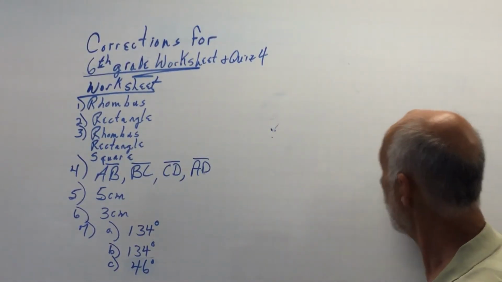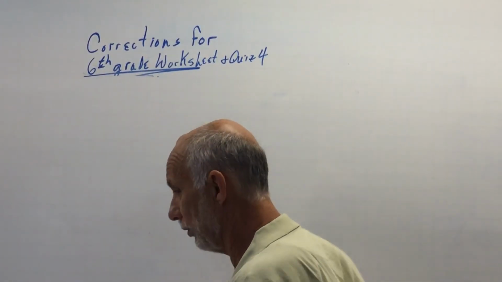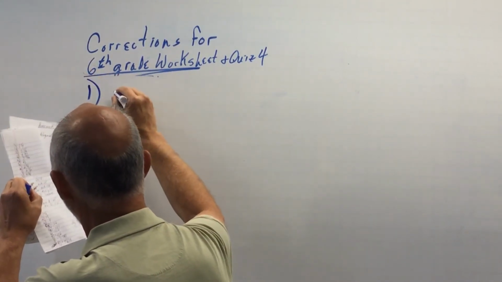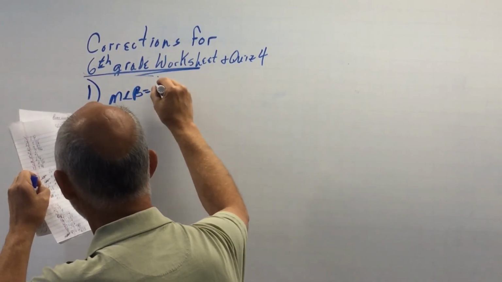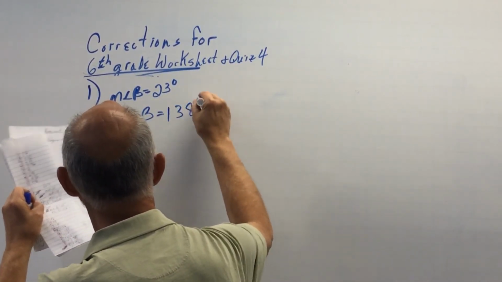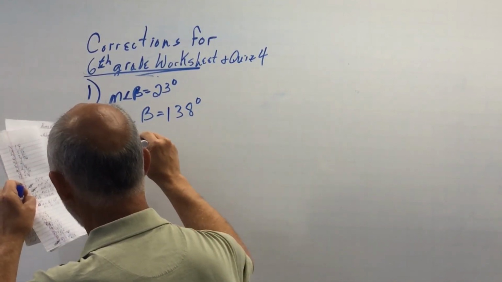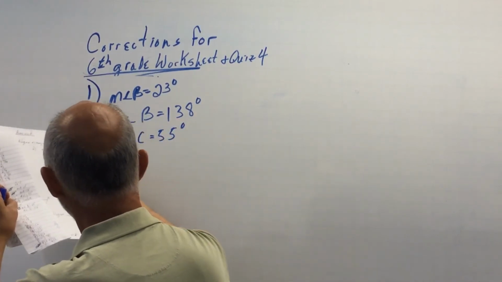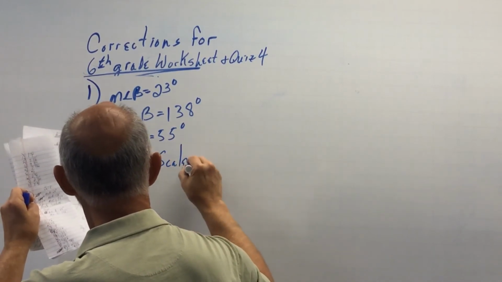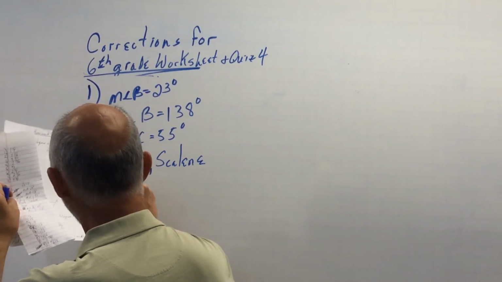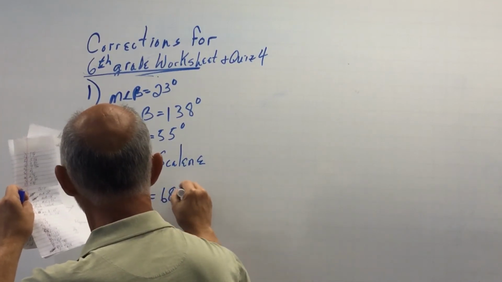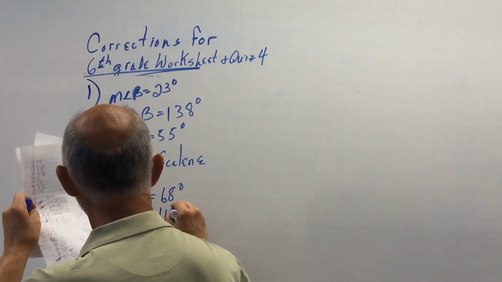Now let's talk about the corrections for the quiz. First of all, these are the answers that you needed to have for the quiz. Number one was the measure of angle B equaled 23 degrees. Number two, the measure of angle B equaled 138 degrees. Number three, the measure of angle C equaled 55 degrees. Number four is an acute scalene triangle. Number five is 3 centimeters. And number six, the measure of angle B is 68 degrees, and the measure of angle D is 112 degrees.